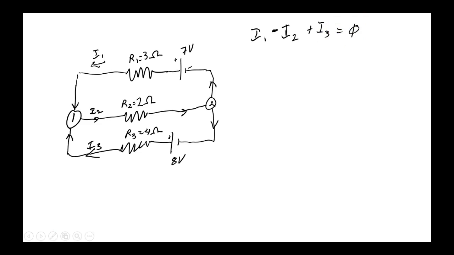Now, if you went to node 2 and did the same thing, you would have minus I1 because it's going out, plus I2 because it's coming in, minus I3 because it's going out, and that would equal 0. That would be exactly the same equation as that one, only the negative of it. So those two are basically the same equations, or dependent on one another. So we won't list that. So the next thing we do, we have to have three equations to solve for three unknowns, the three currents.